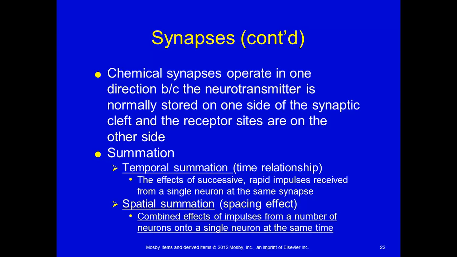So in the example of temporal summation, it's just how many times one neuron is firing at another neuron, and once it reaches a certain number, it creates an action potential in the second neuron. In spatial summation, it's not how many times it's being activated, it's how many neurons are activating it. Does that make sense? Okay.